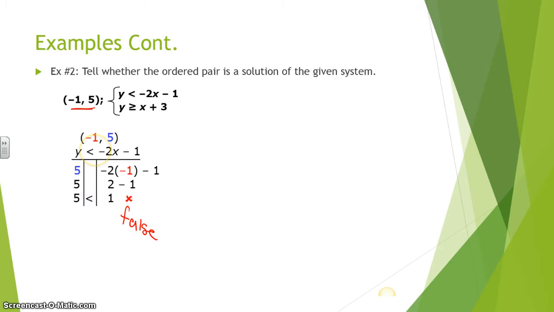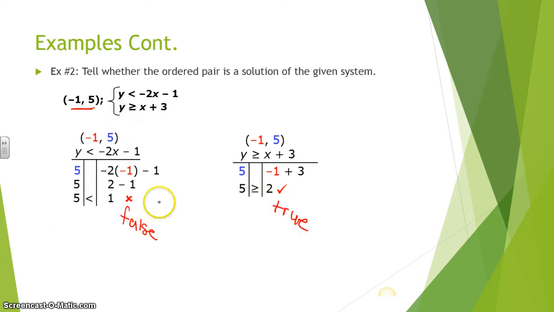So let's look at the other inequality, where we substitute -1 for x and 5 for y. y, which is 5, is greater than or equal to x, which is -1, plus 3. -1 plus 3 is 2. 5 is greater than or equal to 2, and this is true. But since the first inequality is false, this ordered pair (-1, 5) is not a solution of this system.